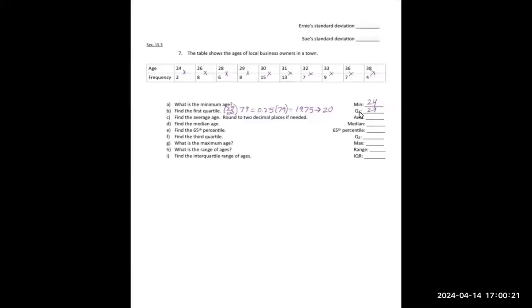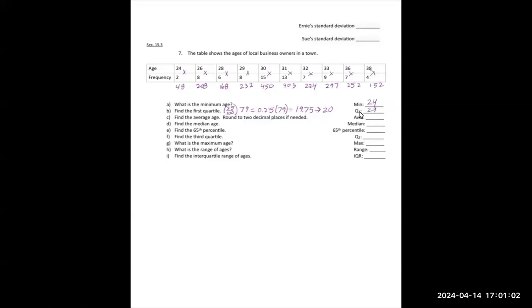So 2 times 24 is 48. 26 times 8 is 208. 28 times 6 is 168. 29 times 8 is 232. 30 times 15 is 450. 31 times 13 is 403. 32 times 7 is 224. 33 times 9 is 297. 36 times 7 is 252. 38 times 4 is 152.